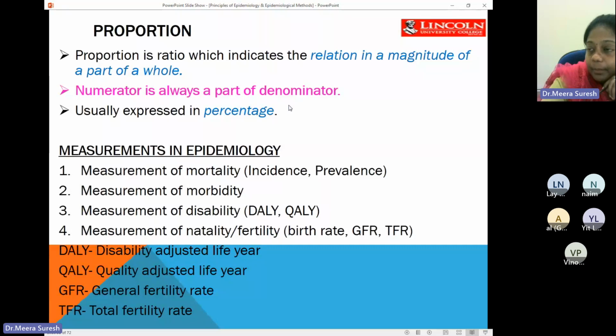The numerator is also always a part of the denominator. So it's only the ratio where the numerator is not a part of the denominator. In the case of rate and proportion, the numerator is part of the denominator.